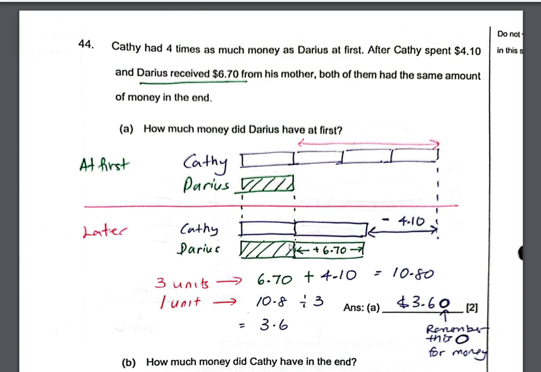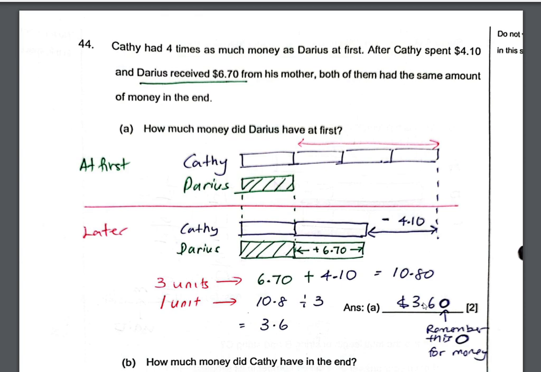So what this means is that you see this whole part starting from here, 670, all the way here, 410. If I add these two numbers together, I get this whole stretch, which is these 3 units. So if I add 670 and 410, I'll have the value of 3 units, which is here $10.80. So the value of 1 unit, I divide by 3, I get $3.60. And Darius is 1 unit only, right? At first, so that is $3.60.